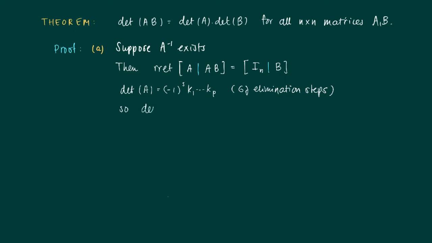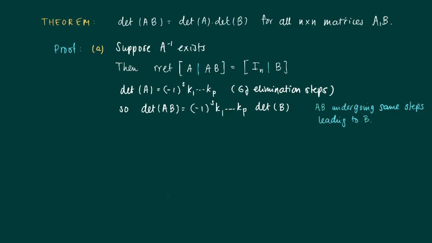So we know that the determinant of AB, since AB undergoes the same manipulations, is (-1)^S times the product of the k_i times the determinant of B, since AB is transformed into B using the same Gauss-Jordan elimination steps. What it says here, we just plug in the determinant of A, which was equal to (-1) to the power S with the product of the k_i's, times the determinant of B.